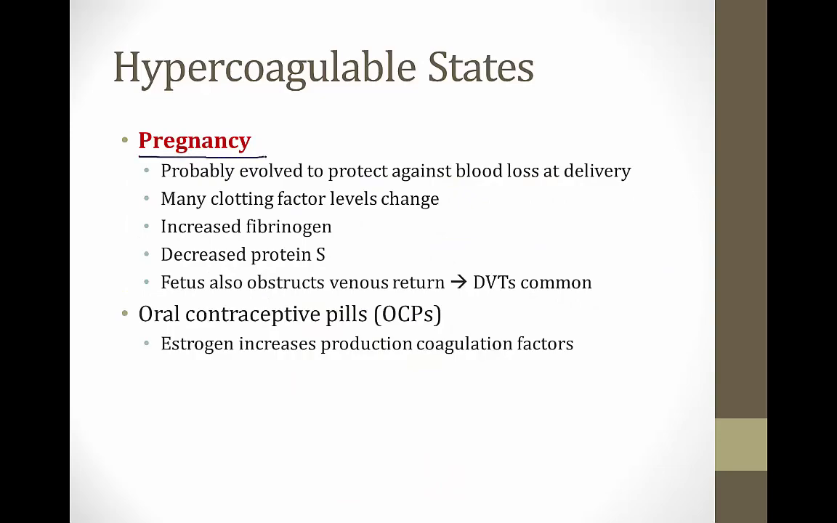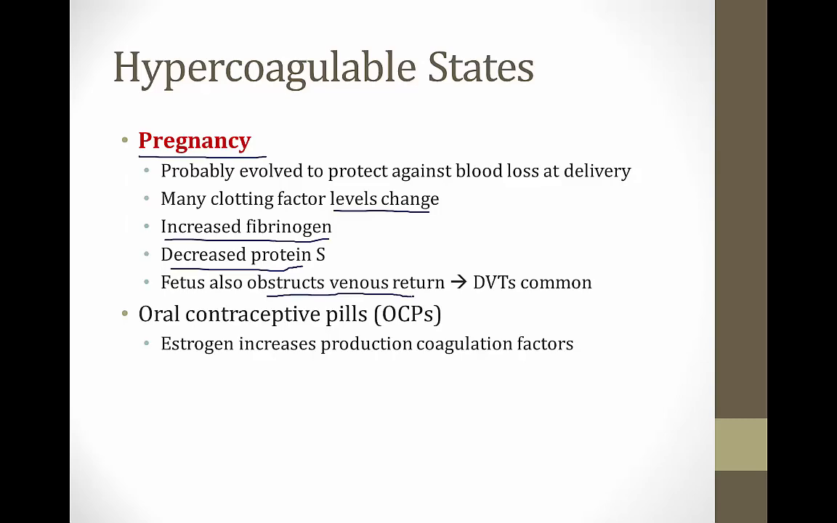Pregnancy is another well-described hypercoagulable state, and this probably evolved to protect women against excessive blood loss at delivery. Many clotting factors have their levels change when women are pregnant. For example, you can see increased fibrinogen. You can also see decreased protein S. And then the fetus also obstructs venous return, so this can lead to pooling and stasis of blood in the lower extremities.